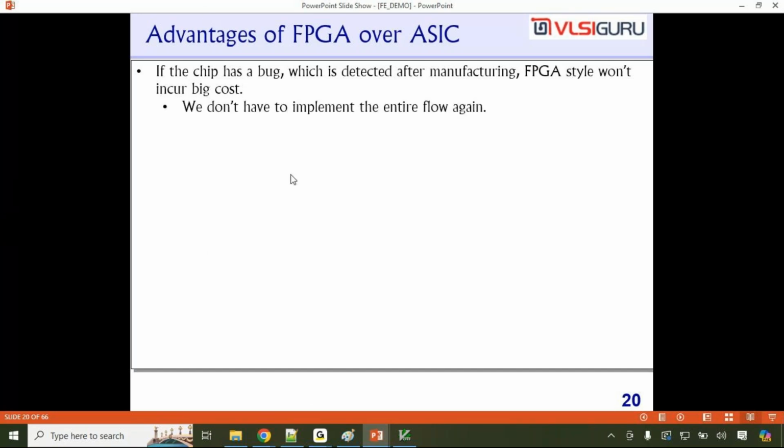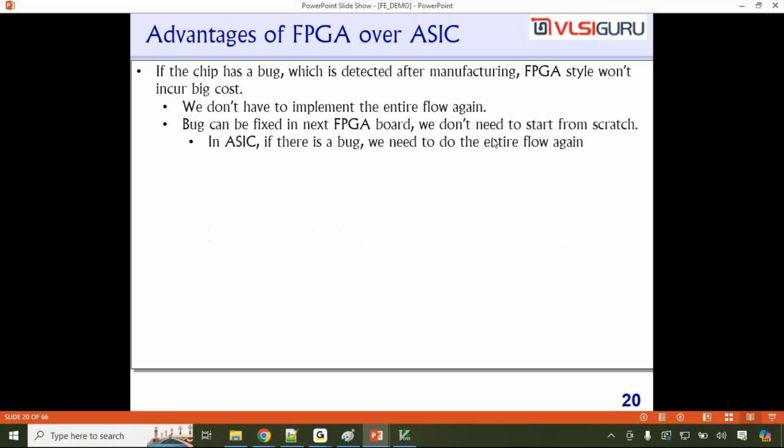Okay. So in FPGA, we don't have to implement the entire flow again. Bugs can be fixed in another FPGA board. We don't need to start from scratch. In ASIC, if there is a bug, we need to do the entire flow again.